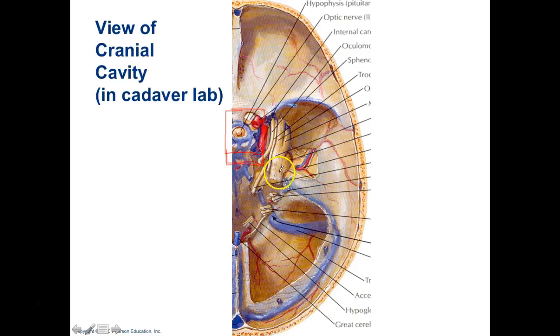Next, we have trigeminal, and what you guys will see in lab is this area will be more covered, so you won't see this area that has the 3 divisions. Instead, you'll just see this one big thick bundle here.